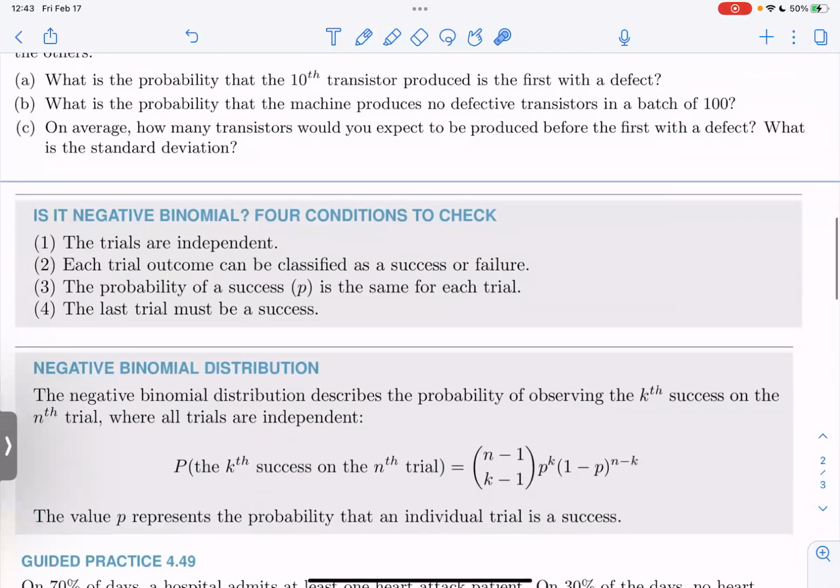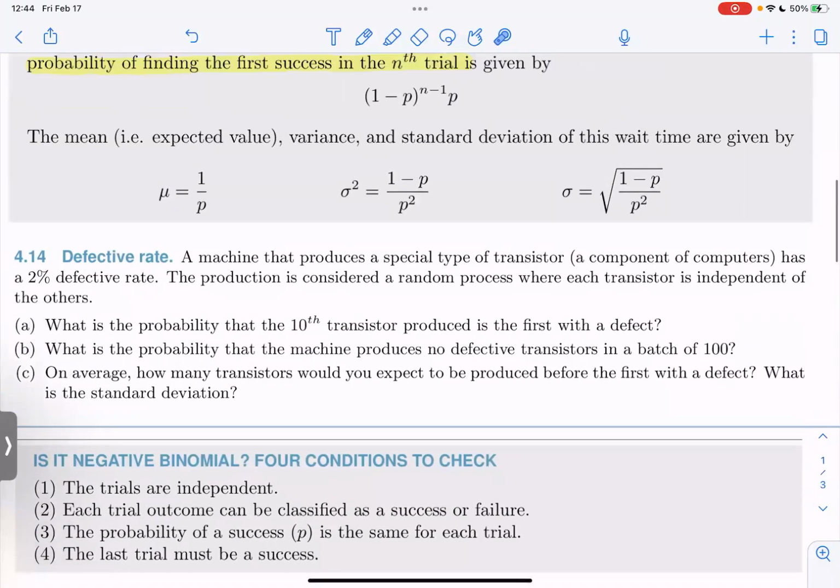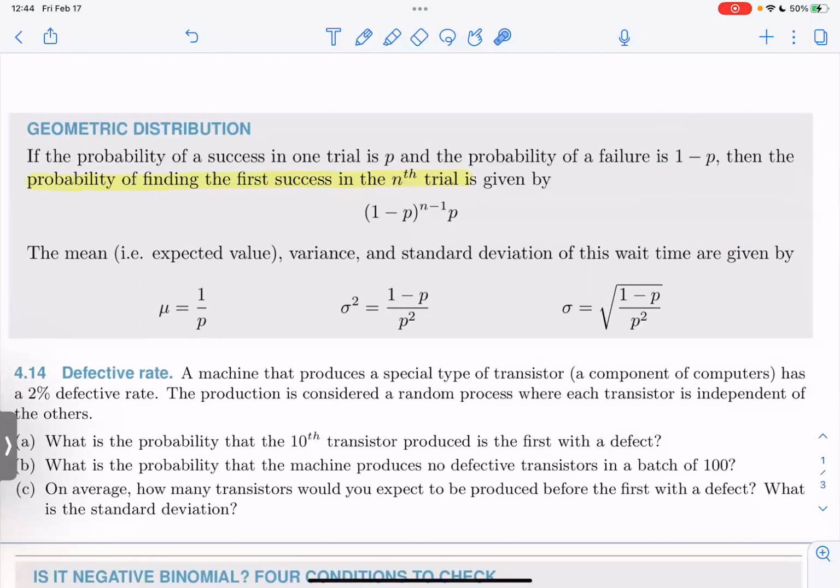So everything before the nth trial are failures. That's the first success in the nth trial, which means the rest of them are failures. That's right. So then you can find that probability using the geometric distribution.